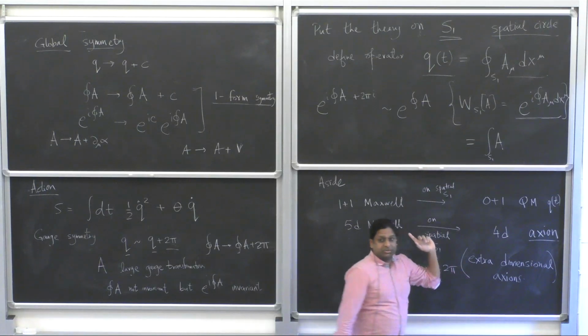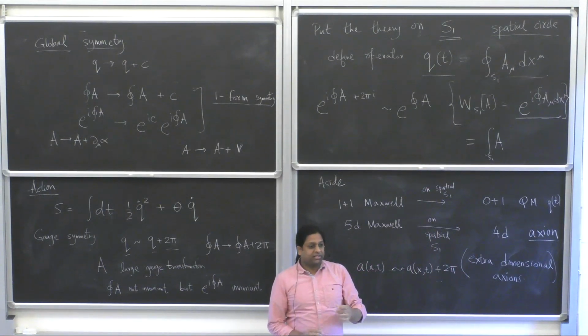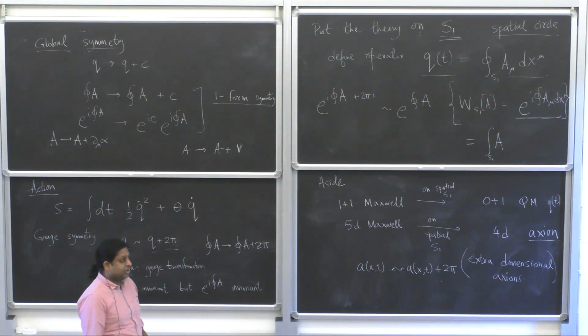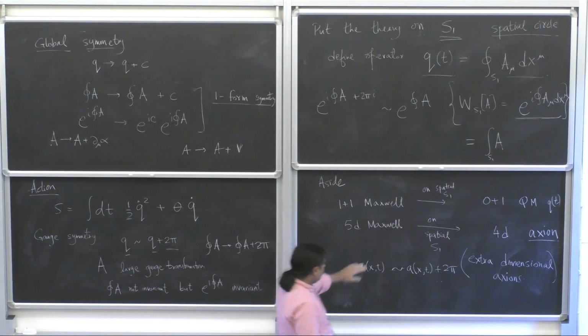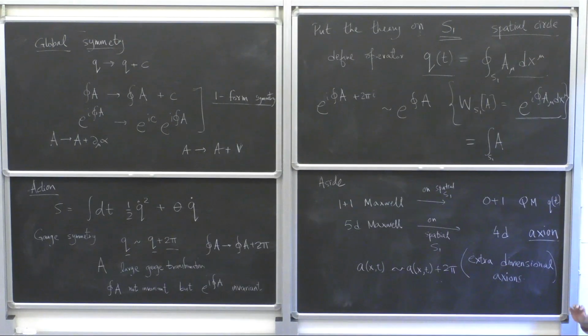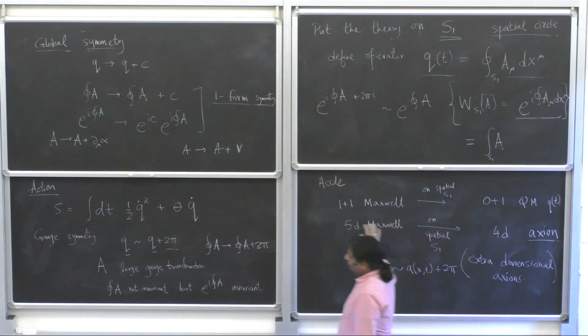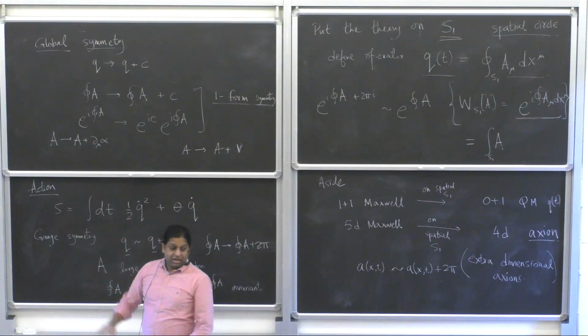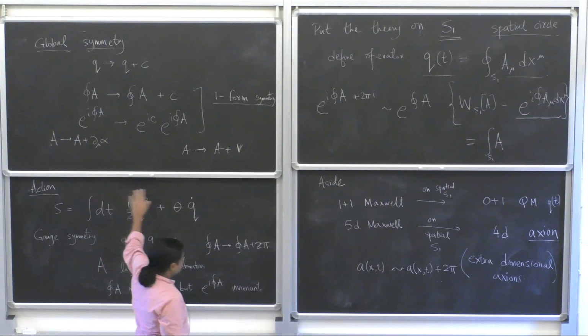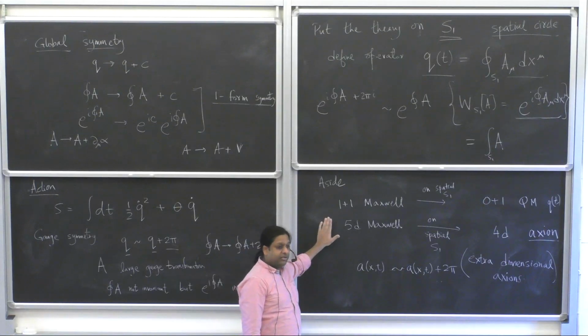Are there any questions about 1 plus 1 Maxwell before we go on? Yes. Oh, good question. You could have higher form symmetries in general, but the symmetry we are after in this case is the symmetry of the Wilson line. The Wilson line is always a line operator. So this particular symmetry generalizes to a one form symmetry in any number of dimensions.